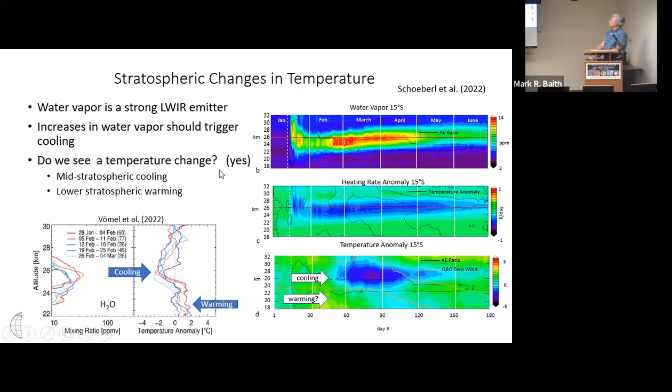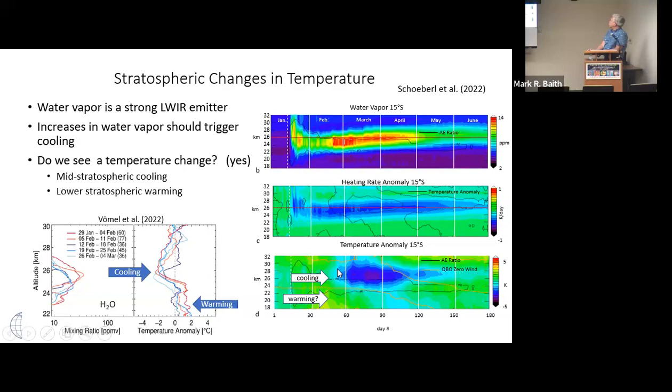So do we see its temperature change? And the answer is yes. So this is the water vapor at 15 south, and this is the heating rate anomaly at 15 south, where cooling is in the blue here. So we expect to see some strong cooling going on in this thing. These calculations were using the AER radiative transfer model.